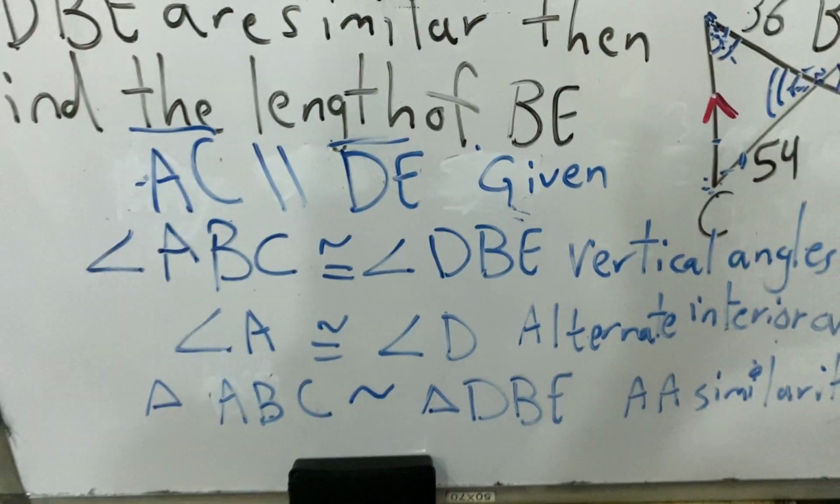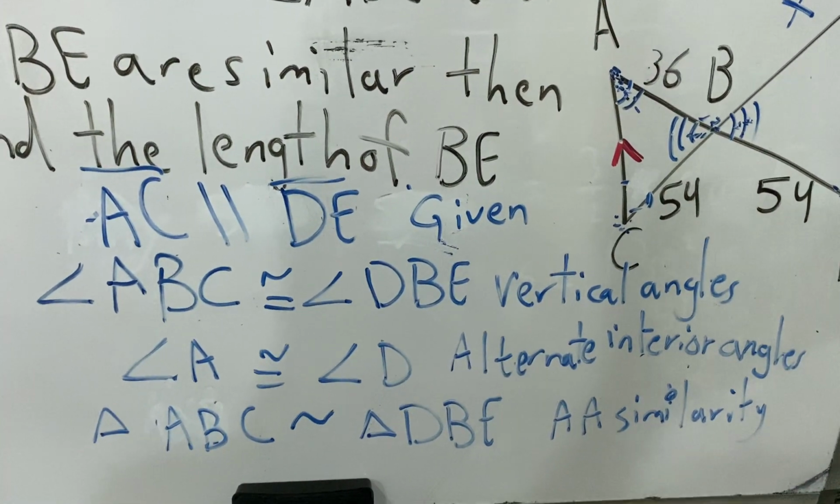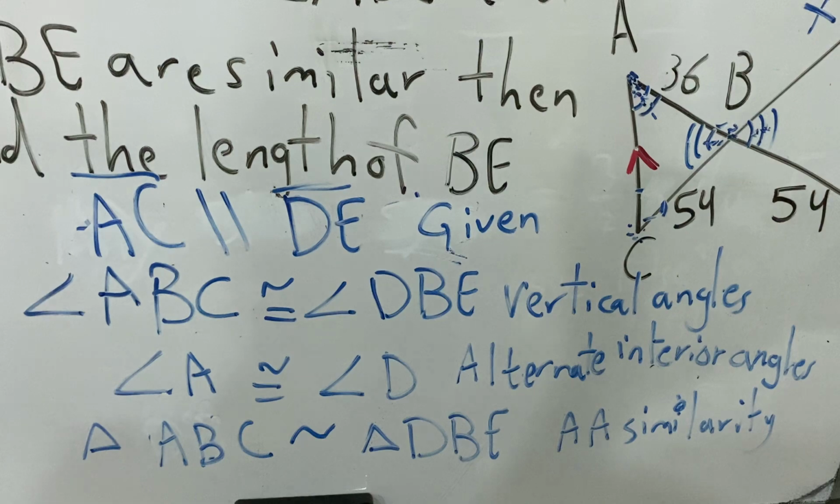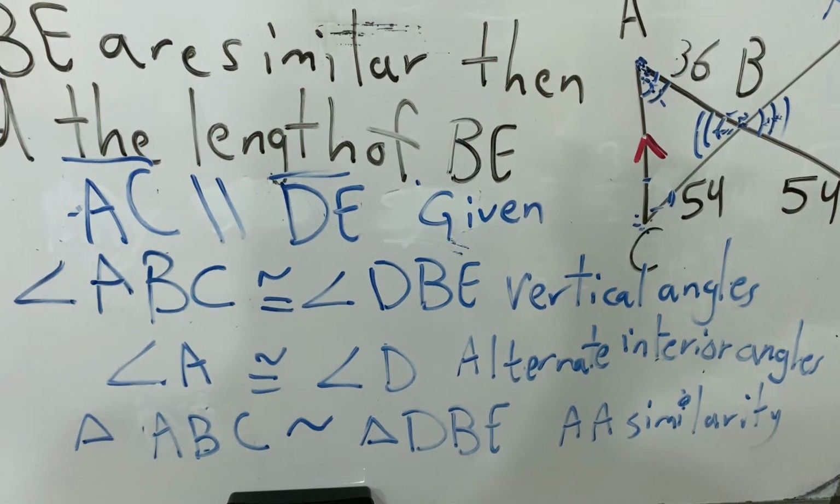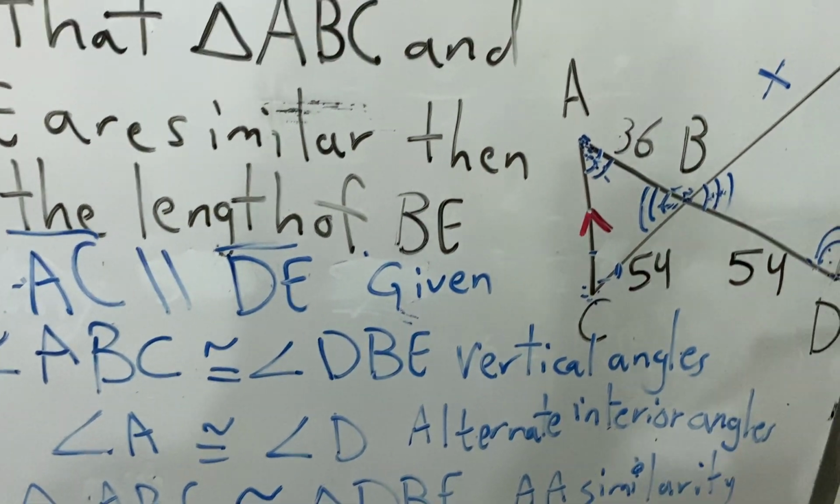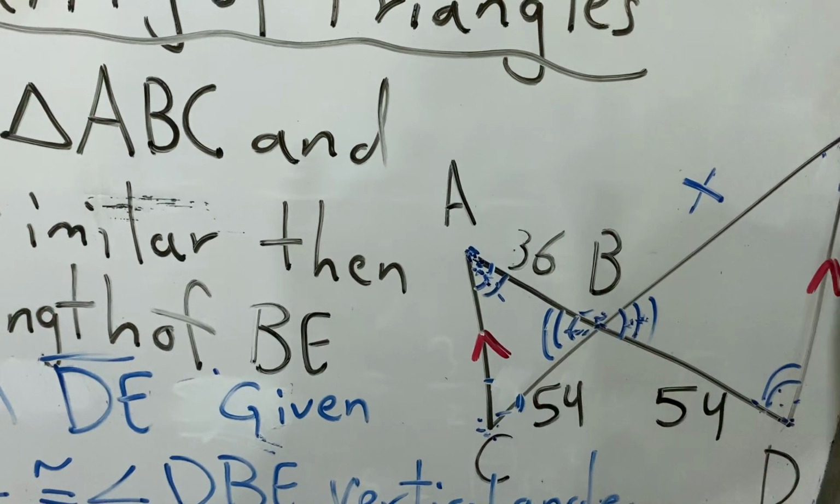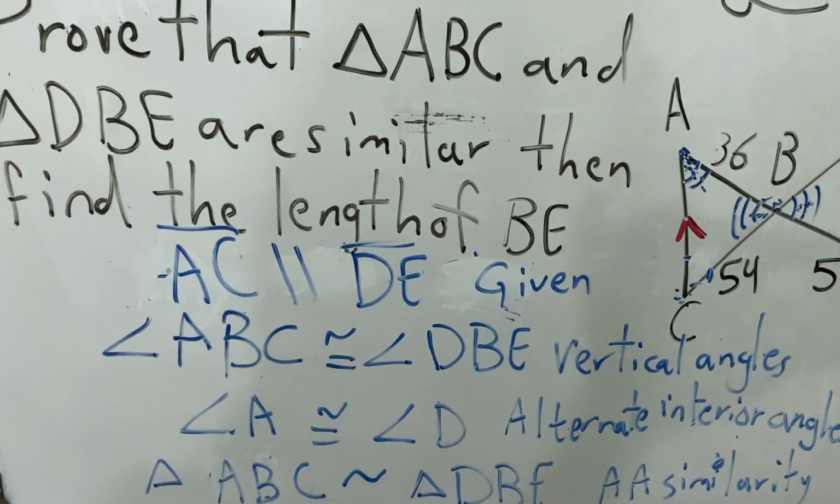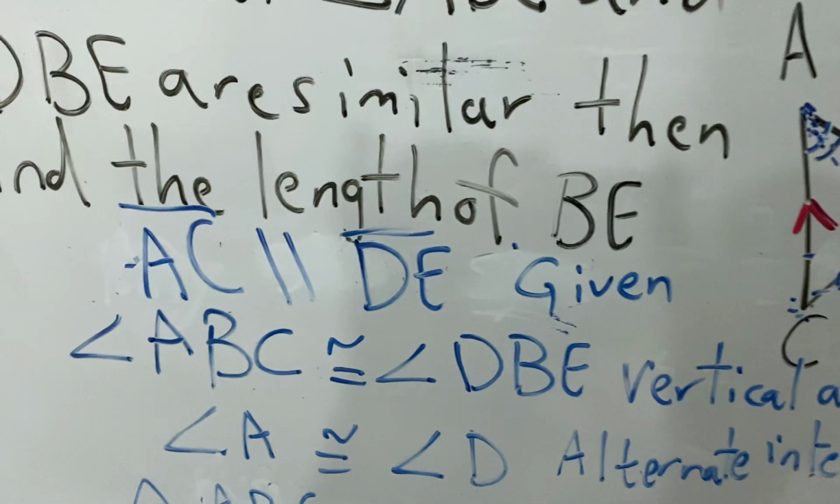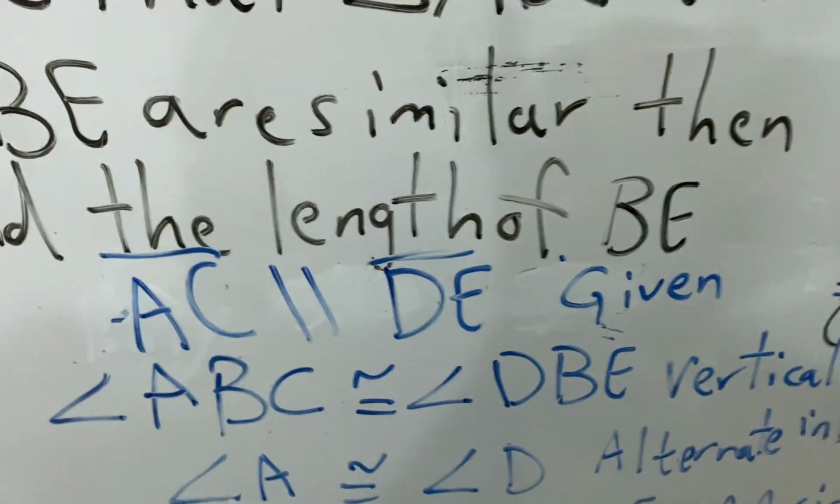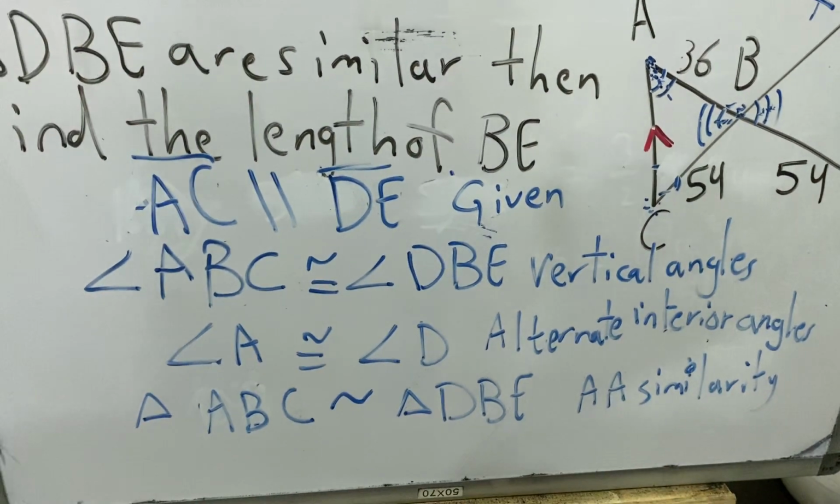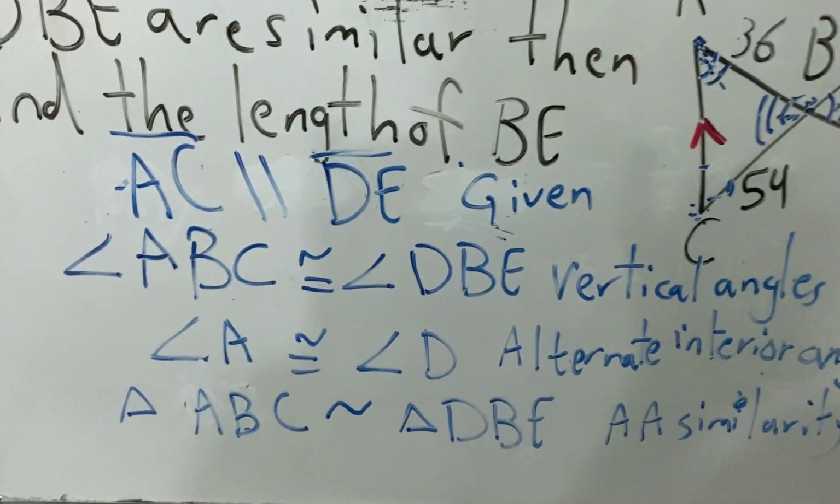Now, I'm done with the first part, which is proving that the two triangles are similar. Now I have to go to the second part, which is I have to find the BE. He's asking if you prove that they are similar, find BE. Then I have to start finding the BE. Now I will have to erase all this so that we can go to the second part. Okay, we will erase the first part.